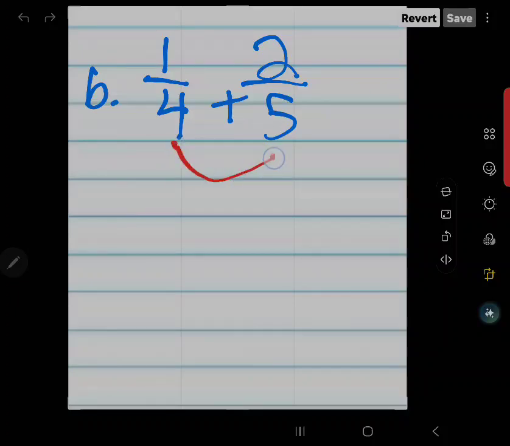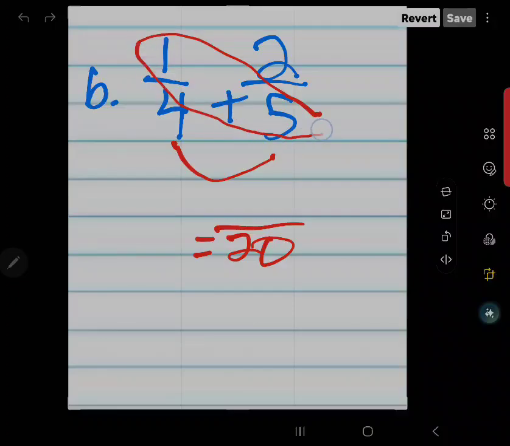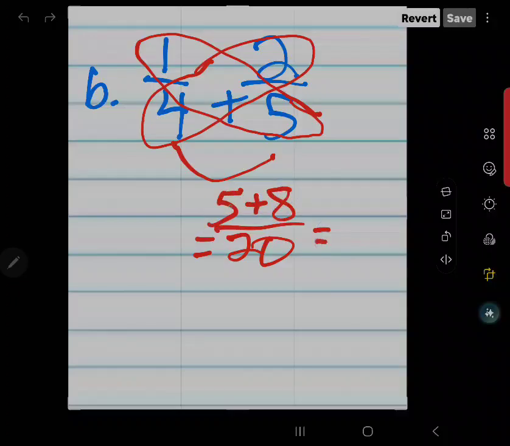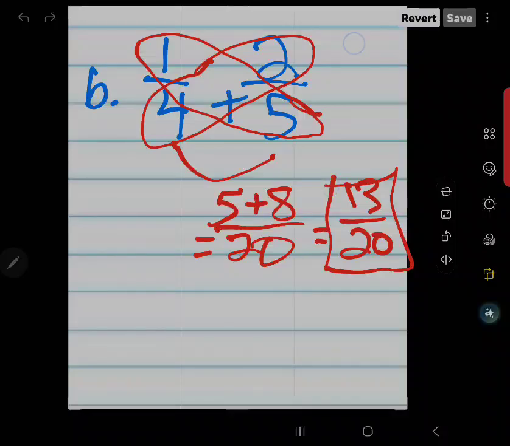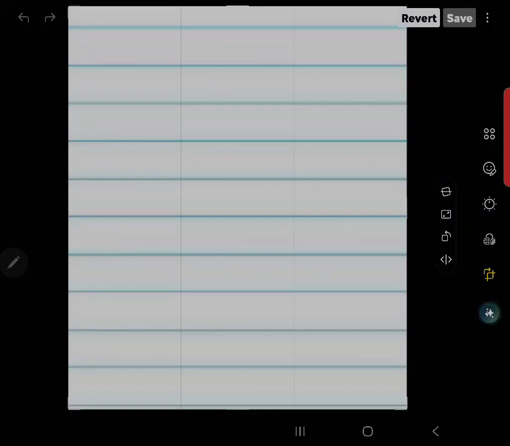So first thing we're going to do is multiply 4 times 5 to get our denominator, and that gives us 20. And then we're going to multiply 5 times 1 and 2 times 4. So 5 times 1 is 5, and 2 times 4 is 8. And then we're going to add those two together. 8 plus 5 is 13. And now, we're always going to ask ourselves if that one reduces. It does not reduce. So that is our final answer. That's letter B.